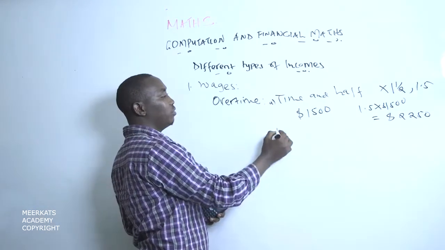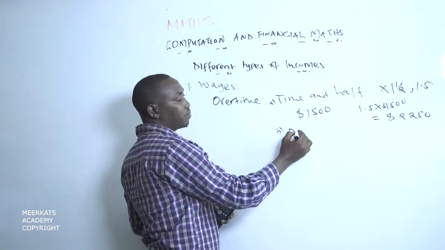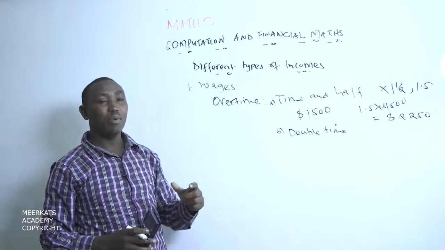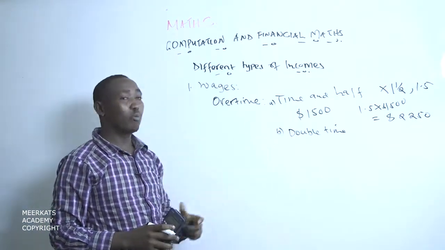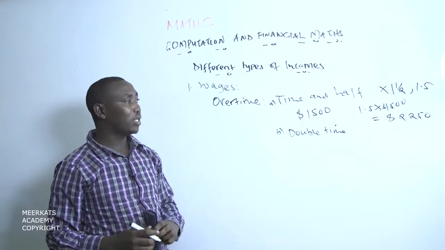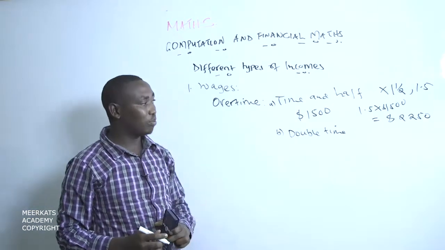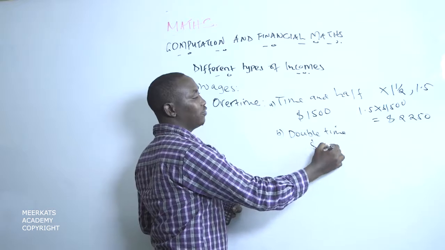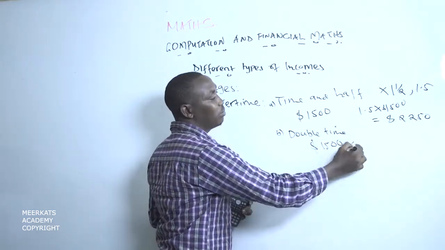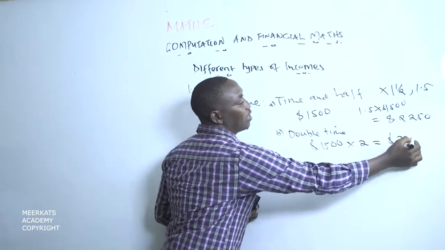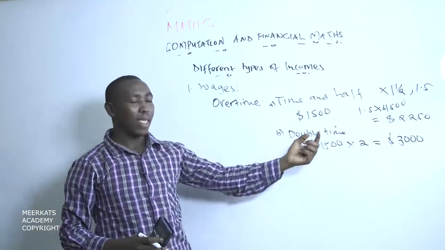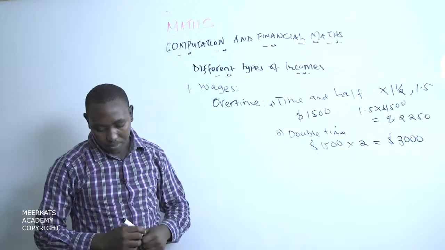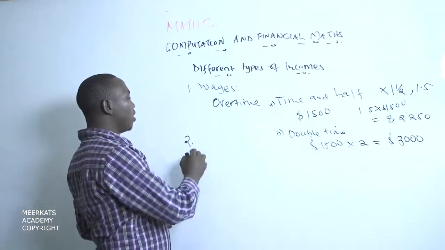We have another basis, number 2 or B, which we call the double time. With the double time basis, this individual working overtime will earn twice the income he was earning during the normal working hours. For example, using the same case, if this person was earning 1,500 US dollars per week, during overtime, calculated under double time basis, this person will earn $1,500 multiplied by 2, which will give US dollars 3,000. So during normal hours, he earns 1,500, but during overtime, this person earns 3,000 US dollars.